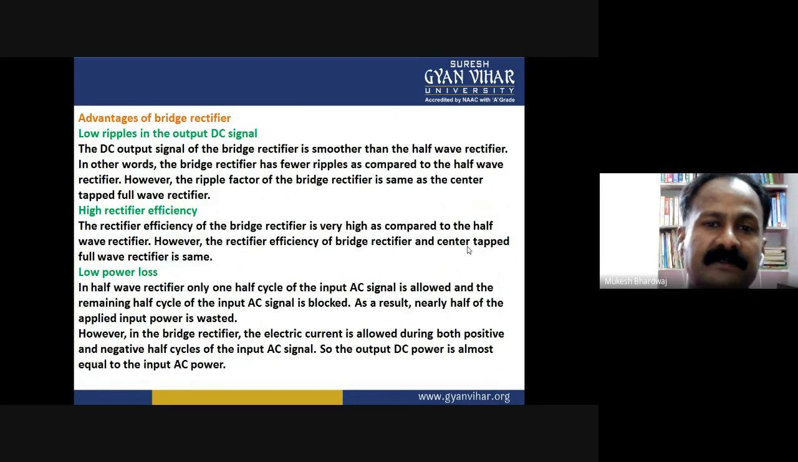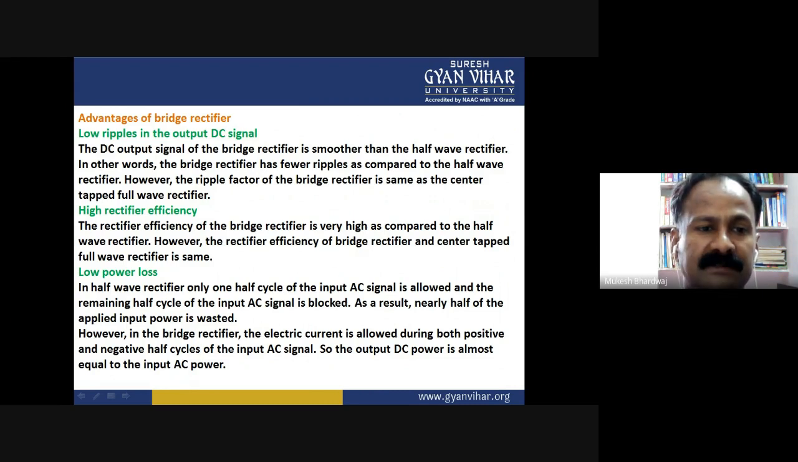The DC output signal of the bridge rectifier is smoother than the half wave rectifier. In other words, the bridge rectifier has fewer ripples as compared to the half wave rectifier. However, the ripple factor of the bridge rectifier is the same as the center tap full wave rectifier. High rectifier efficiency: the rectifier efficiency of the bridge rectifier is very high as compared to the half wave rectifier. However, the efficiency of the bridge rectifier and center tap full wave rectifier is the same.